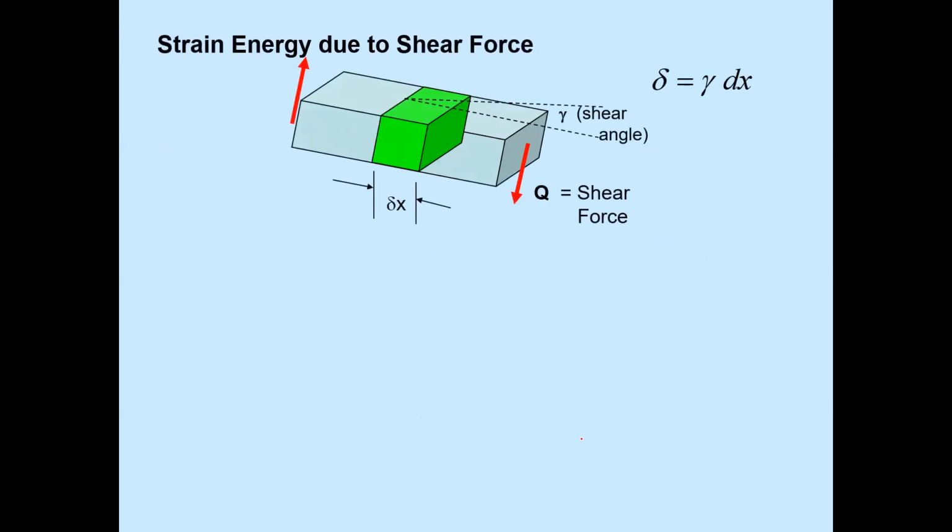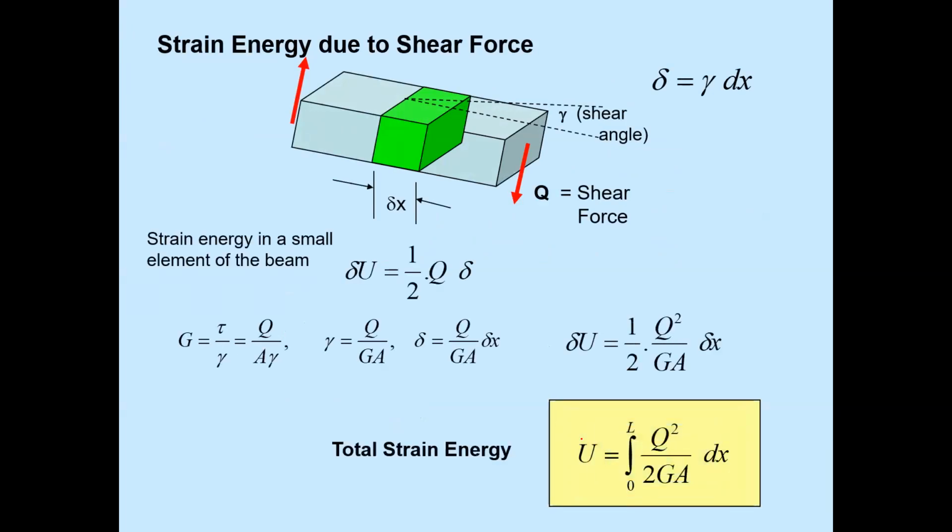Now, strain energy due to shear force. This is our third case. If there is any shear force in the member, what will be the strain energy stored? Let's say that this is the beam element shown in the figure. Q is equal to the shear force. Due to the Q, there will be a deflection delta X, and there will be a shear deformation, which is known as psi.